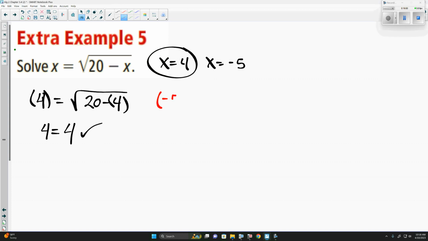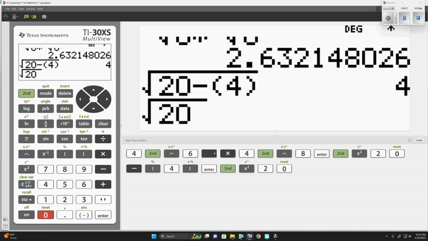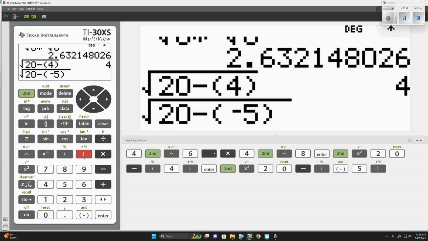Now for negative 5, we can plug it in. Will they ever both work? Yes, there are going to be some cases where both do work, but here we end up getting one that works and one that doesn't. For the left-hand side, we have negative 5. On the right-hand side, we have the square root of 20 minus negative 5, which is 5.